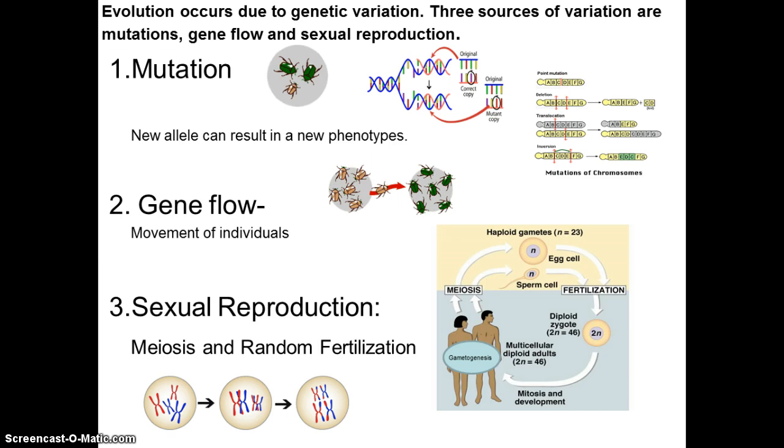So evolution occurs due to genetic variation. If you don't have that variation, there's nothing that an environment can select and nothing can change. Three key sources of variation here are, first, mutation, which introduces a change in the DNA that can affect the phenotype. Gene flow is the ability for groups of individuals moving in or out that could change the gene pool. And of course, sexual reproduction: meiosis and random fertilization.